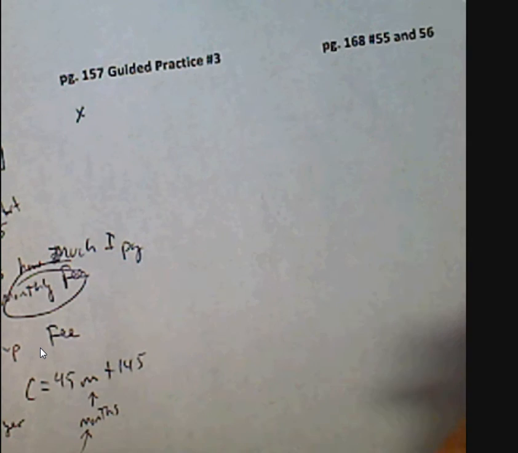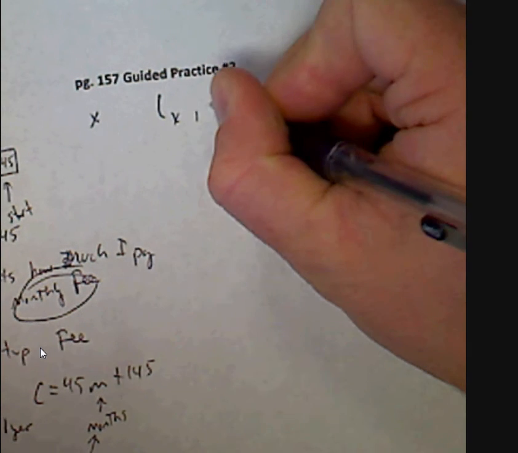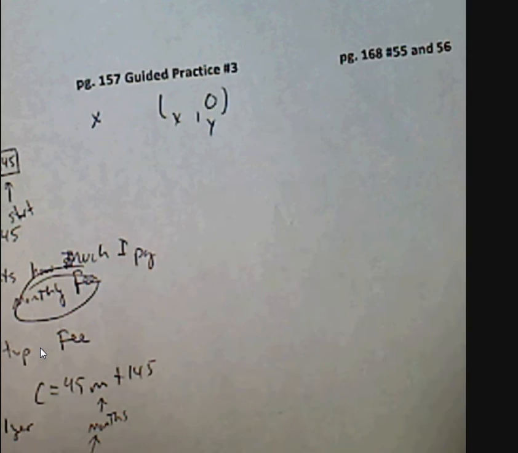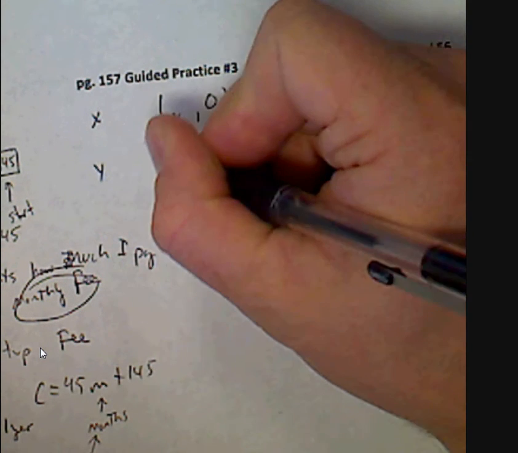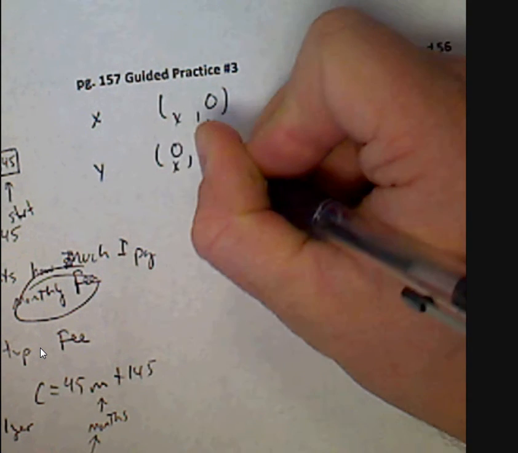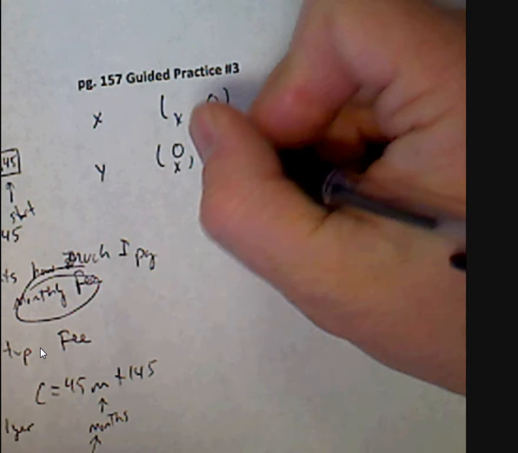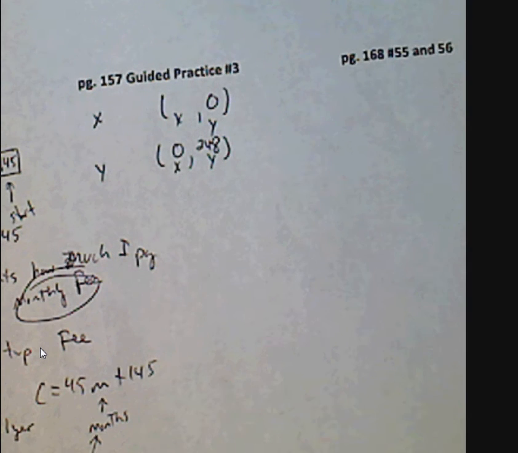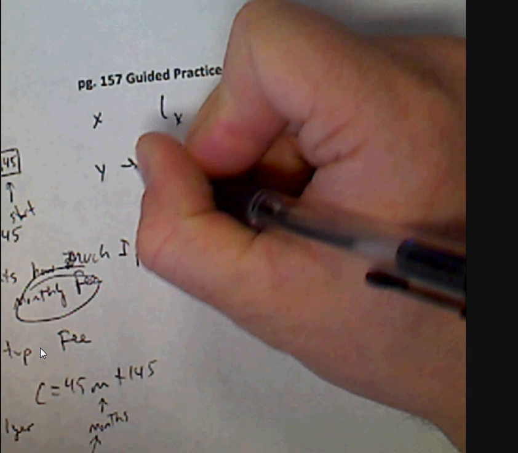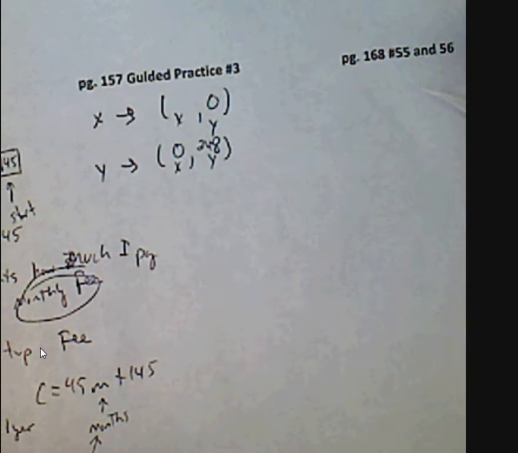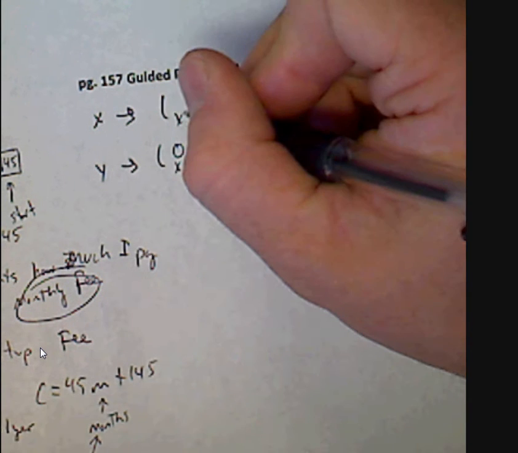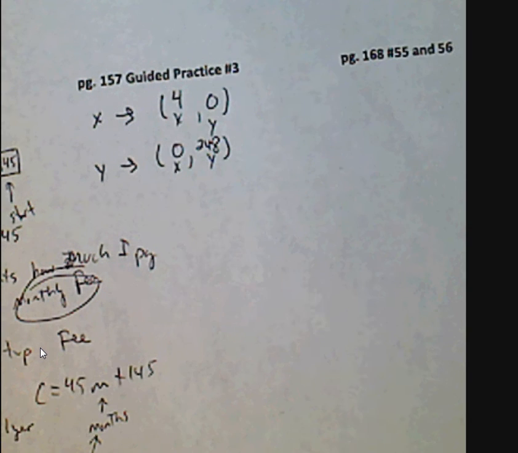So x-intercept is whenever I have a 0 in my y spot. My y-intercept is whenever I have a 0 in the x spot. So if I look at my table, I have 0 in my x spot and 248 in my y spot. So my y-intercept would be 248. My x-intercept has a 0 in the y spot, so this would be a 4 in the x spot.